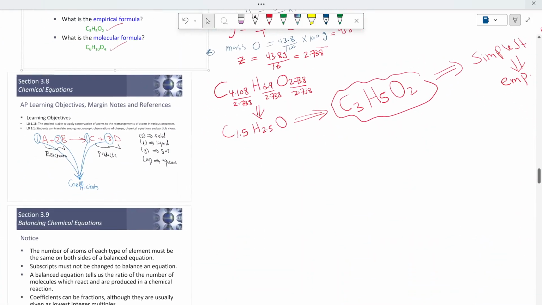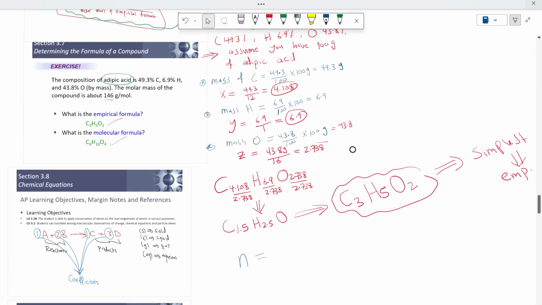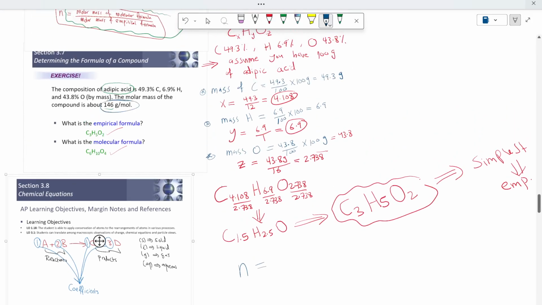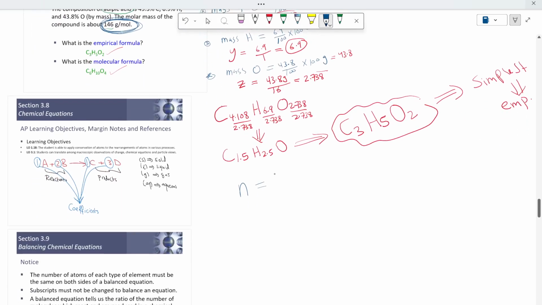So let's try to apply it here. N equals molar mass of molecular formula. It's given in the question. The question gave us the molar mass of the molecular formula, 146. So this is 146 over the molar mass of the empirical formula. The empirical formula is C3H5O2, which we already determined in part number 1. So go to the periodic table and determine its molar mass: 3 times 12 plus 5 times 1 plus 2 times 16. The answer is 73. So the value of N is 2.